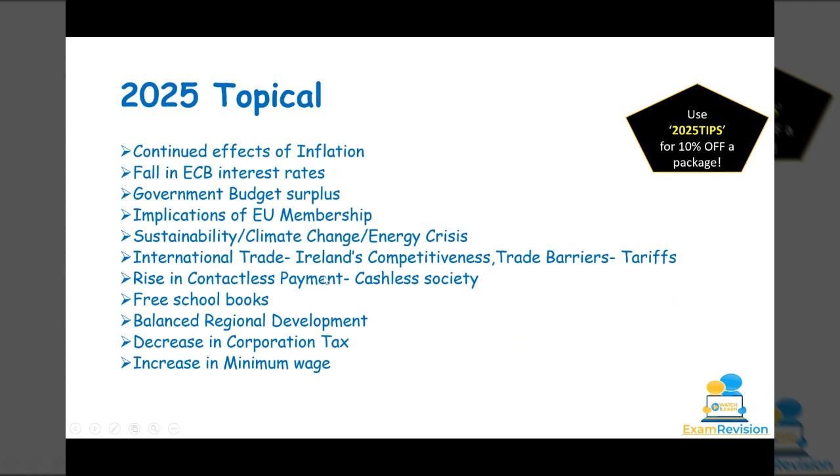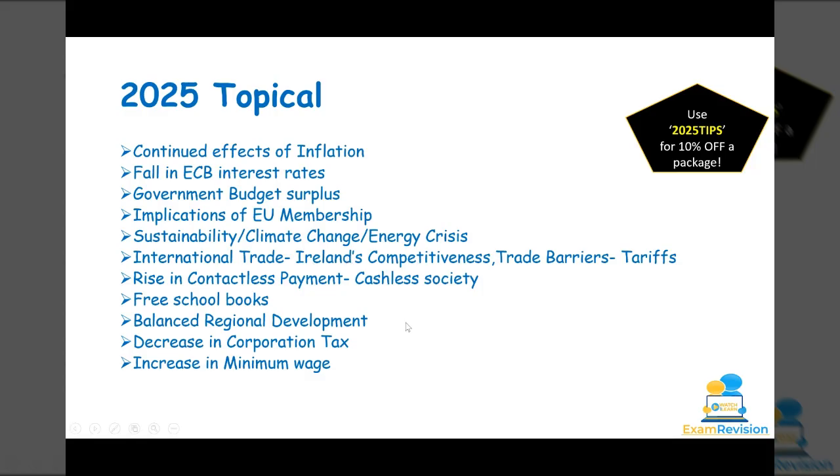International trade, as I said, has obviously been the buzzword of the last couple of months, and the paper was probably made before the tariffs fiasco was introduced. But it's been flagged for a while, so you would be expecting something along the lines of trade barriers or tariffs to come up, not last year, the year before. So if you have a look at that question, maybe something similar could come up. And Ireland's competitiveness in general.